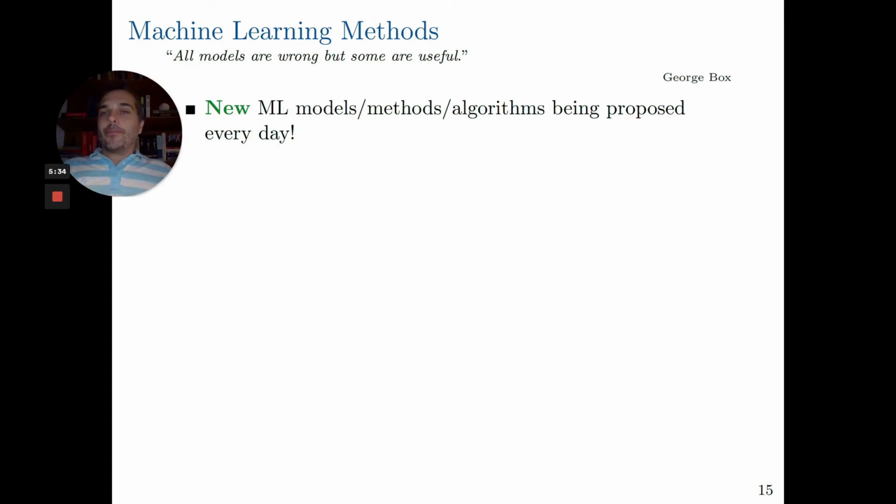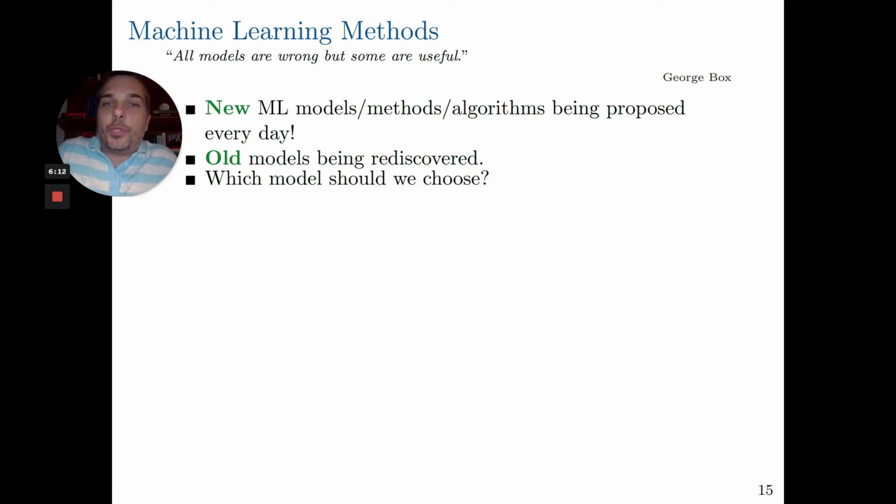So basically, this is a quote from George Box that's really important. All models are wrong, but some are useful, right? Linear regression is a useful model, especially when you have a small set of regressors, and the relationship is linear, but it's a good linear approximation. But sometimes we have to go beyond that, and new machine learning models, methods, and algorithms are being proposed every day. So old models are being rediscovered. Regression trees, neural networks are being rediscovered. Okay? So which model should we use?